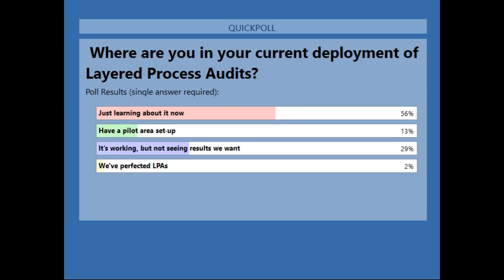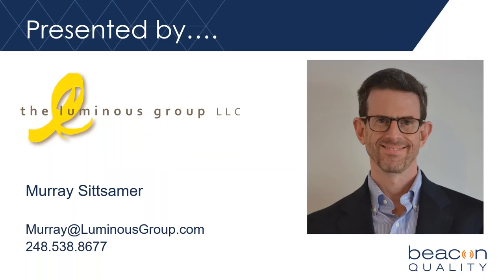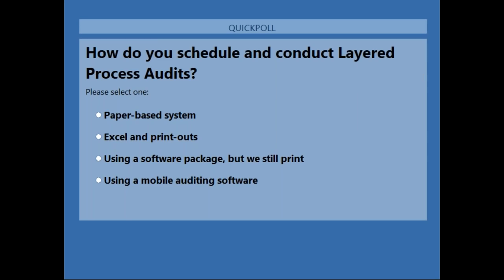All right. So I'm going to launch the second poll here, which is how do you schedule and conduct layer process audits? So again, just a few seconds to review. So there's paper-based systems, Excel and printouts, using a software package, or maybe you're still printing it out, and then using a mobile auditing software.